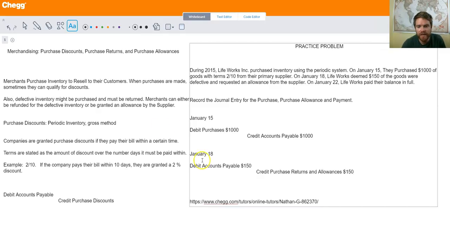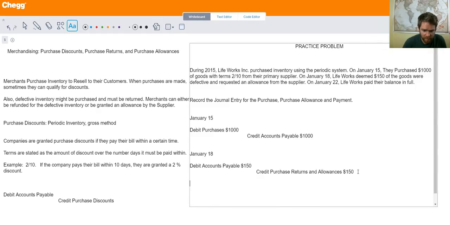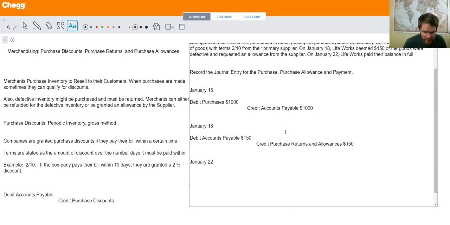So as you can see here, you credit purchase returns and allowances. That's directly offsetting your debit to your purchases. Now from here, we're going to go ahead and make our payment. So January 22nd, you're going to go ahead and pay them. So you know right away if you're paying them, you're going to credit cash immediately because the word pay means cash. But we don't know how much yet, so let's figure it out.